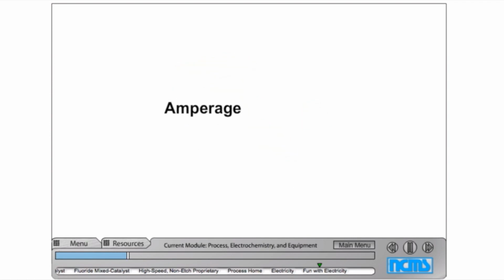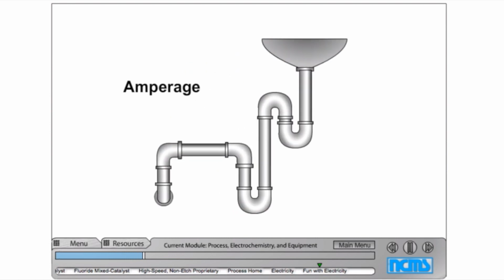Returning to the plumbing analogy, amperage, usually shortened to amps and also referred to as current, is the amount of electricity flowing through a conductor. So it's the equivalent of the amount of water in a pipe, even to the point of being able to move more current through a thicker conductor, just as you can move more water through a wider pipe.